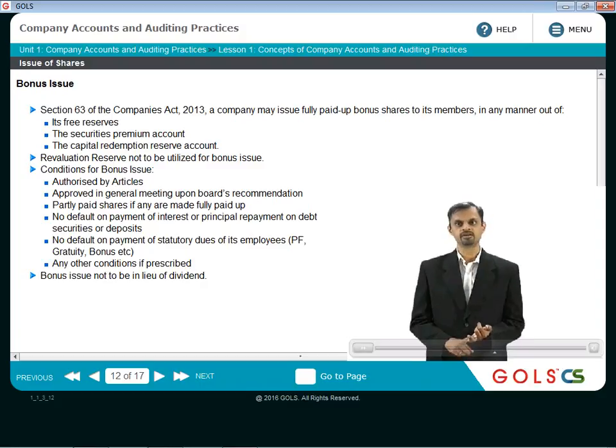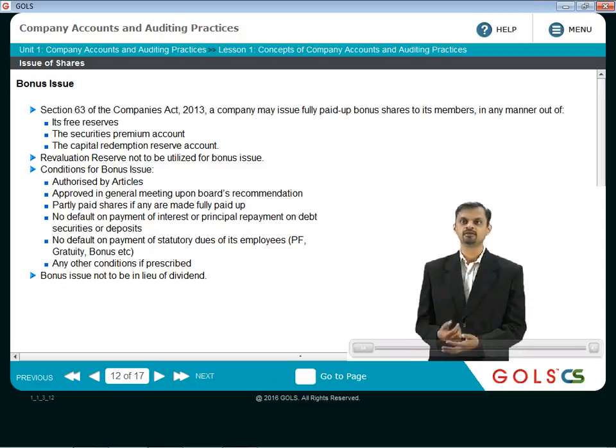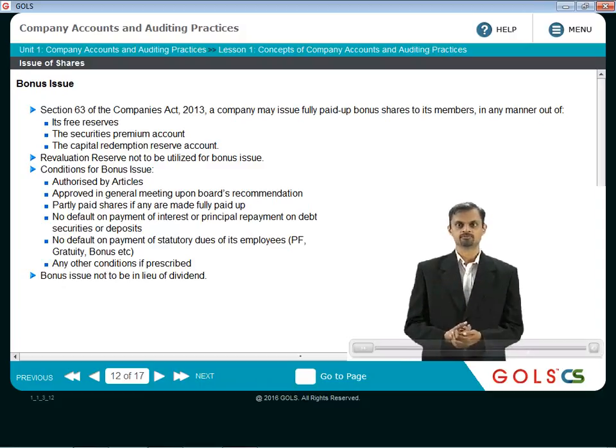Approved in general meeting upon board's recommendation. So first the board has to recommend, then it has to be approved in general meeting. Partly paid shares: on those shares you cannot issue bonus shares, and hence partly paid shares first will have to be made fully paid up, and then only the bonus issue can happen.